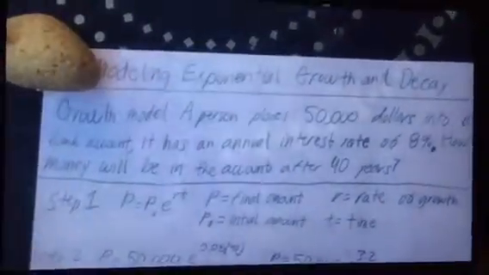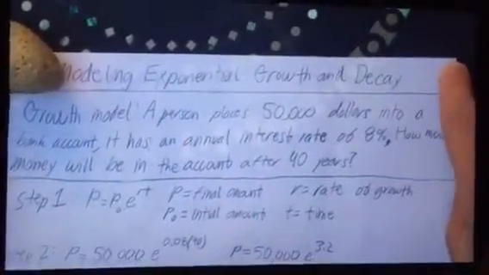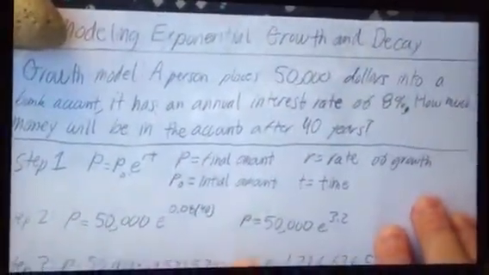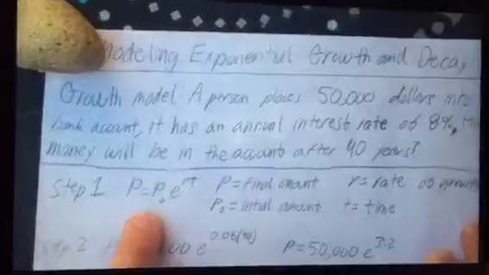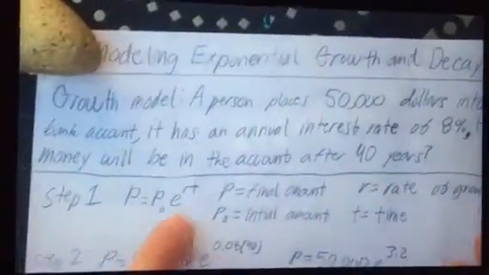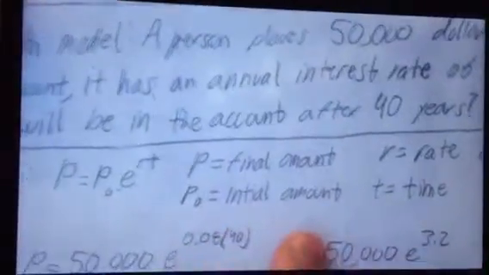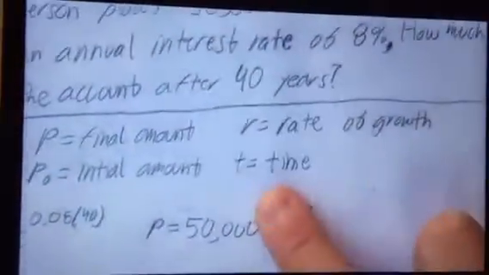As you see at the top, I have my word problem, which says a person places $50,000 into a bank account. It has an annual interest rate of 8%. How much money will be in the account after 40 years? So for this equation, we're going to use the compounded continuously equation, which is A equals A sub 0 times e to the rt. So our A equals final amount, our A sub 0 equals initial amount, our r equals the rate of growth, and the t equals time.